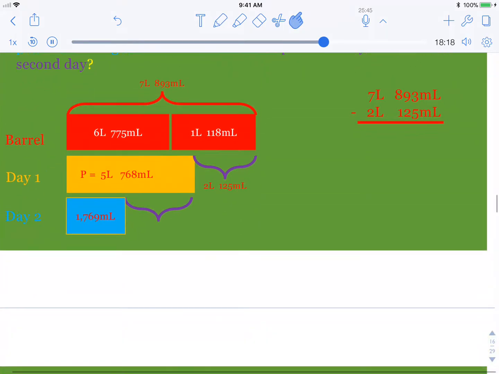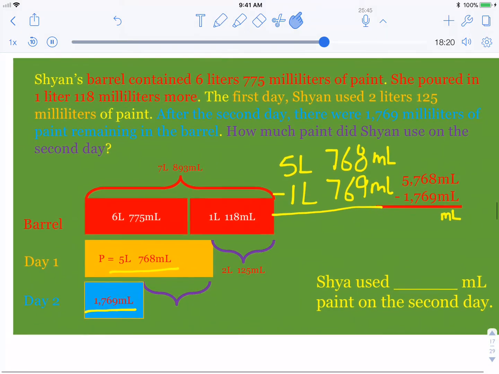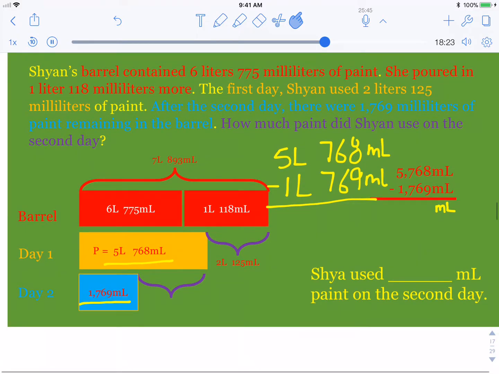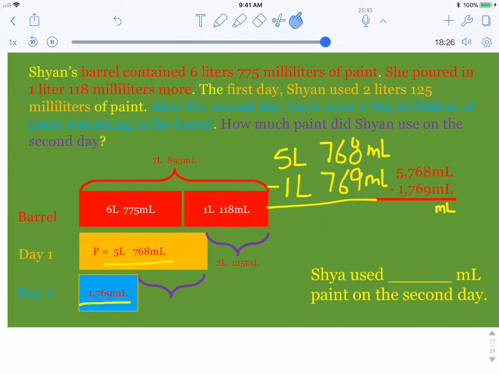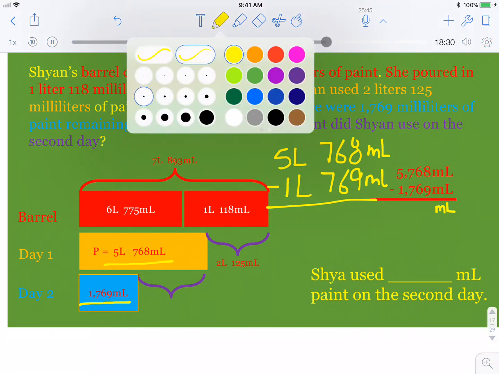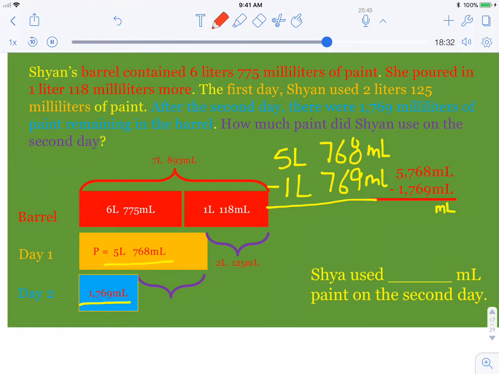Now, I already see that I'm not going to be able to subtract 769 from 768. So I'm going to borrow 1 liter, and that's going to become 4. And now I'm going to add 1,000 to my milliliters. I can't do 8 minus 9, so I'm going to borrow 1 from my 6. Add the 1 to my neighbor. 18 minus 9 is 9.